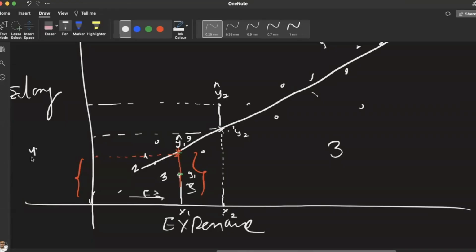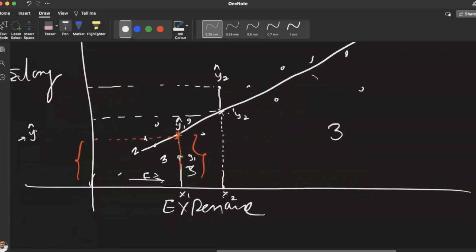Hat means, every time you are using hat, it means the predicted value by the model. It's not the actual value. The actual value will always be without hat. Right? For example, this y1 hat and y2 hat, these are the predicted values. And if you write a formula for the error, based on this understanding, we could write simple y hat minus y. This would be the difference between the data, right? So this would be the error.